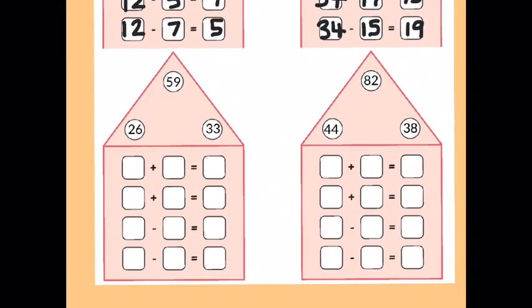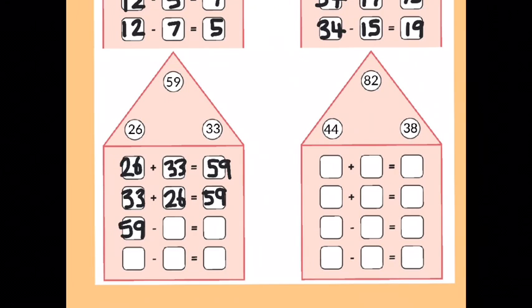Okay, let's have a look at these ones. So we've got 59, 26 and 33. So I could say that 26 add 33 gives me a total of 59, the largest number there in that fact family. Or I could say that 33 add 26 equals 59, remembering that commutative law. For subtraction, start with my largest number, which is 59 in this example. And I can take away the 26, which leaves me with 33. Or I could start with 59 and subtract my 33, which leaves me with 26.